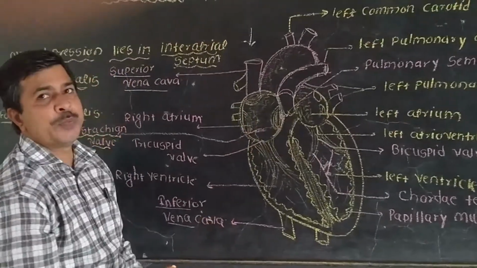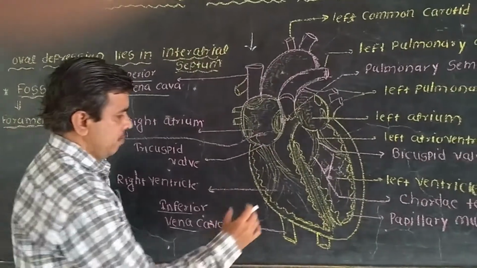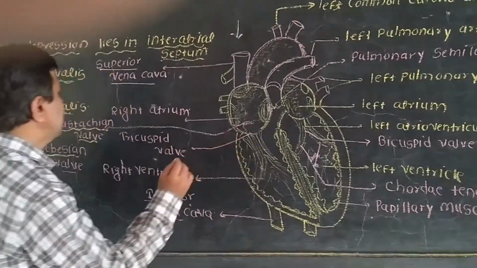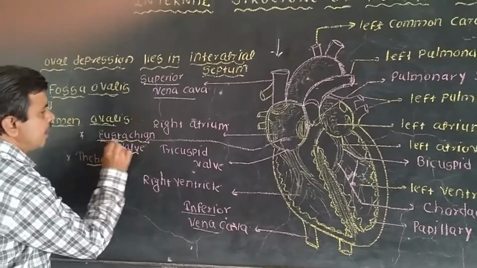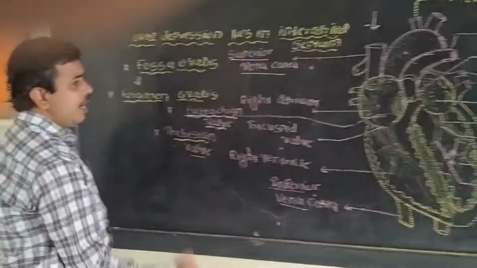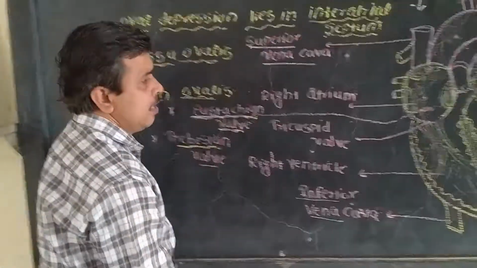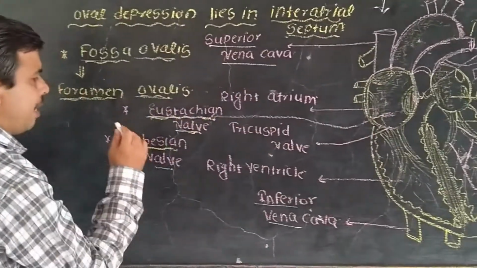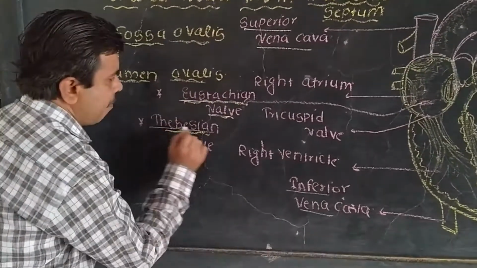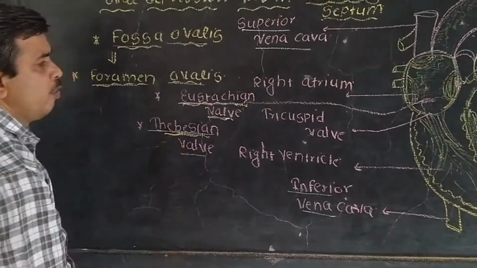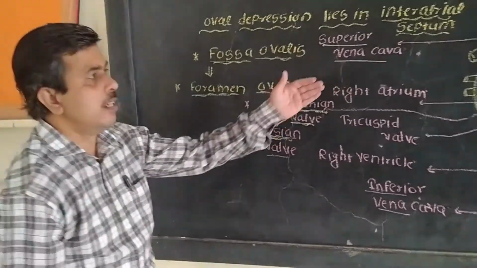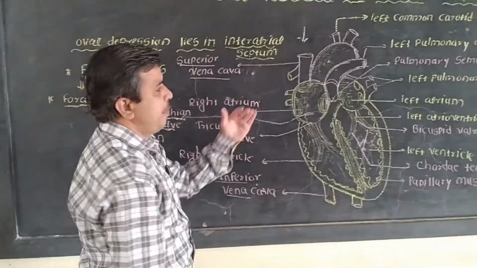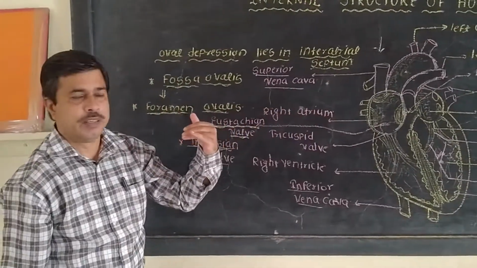And then one important point is that this inferior vena cava and the coronary sinus are guarded by specialized valves. The postcaval vein or inferior vena cava is guarded by the Eustachian valve, and the coronary sinus is guarded by the Thebesian valve. These are the two important valves present in the right atrium, which prevent the backward flow of blood.